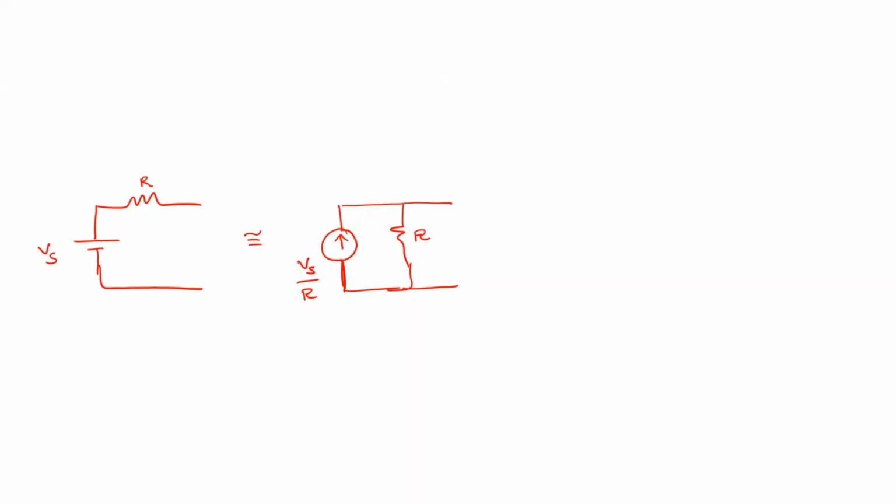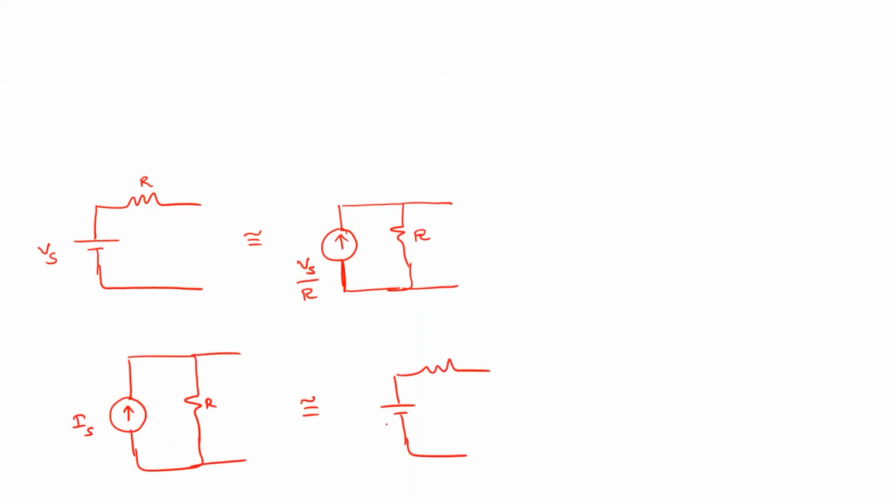Similarly, you have a current source here, say it is Is, with resistance R. What is its equivalent voltage source? It is Is into R, and the resistor value is R. So the resistor values remain the same. The only thing that changes is the source magnitude. This is the conversion from a practical voltage source to a practical current source and vice versa.